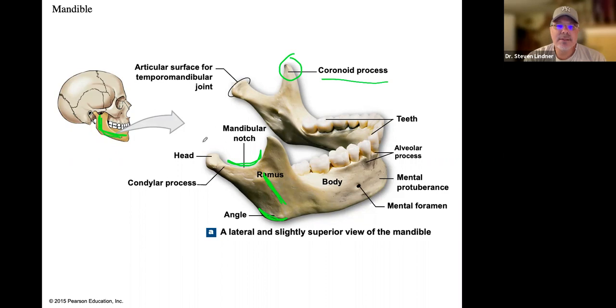Here is the mandibular process. This they call the head, but it's the mandibular process. The mandibular process, mandibular notch, coronoid process. It is the mandibular process that's going to articulate with the mandibular fossa to create the temporomandibular joint.